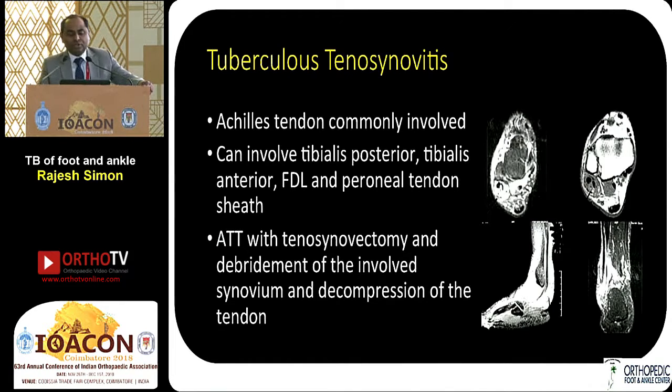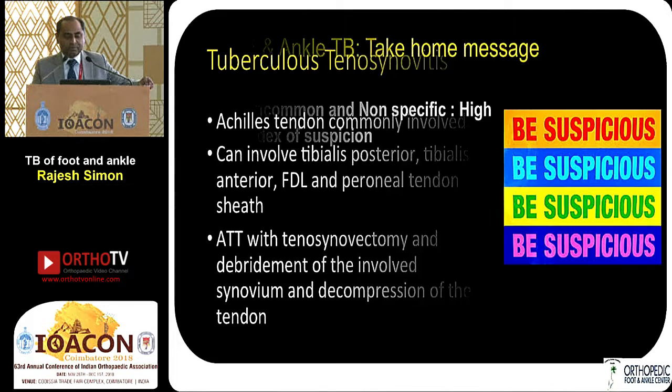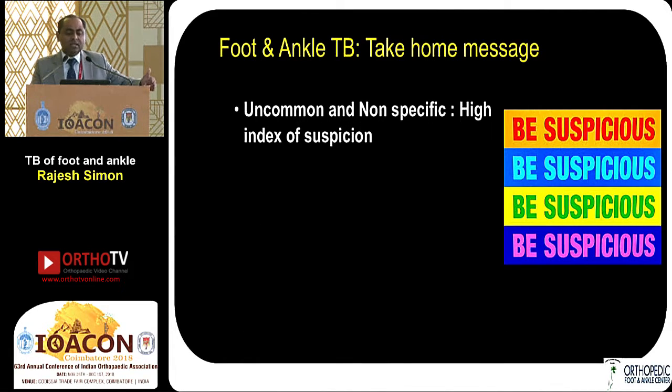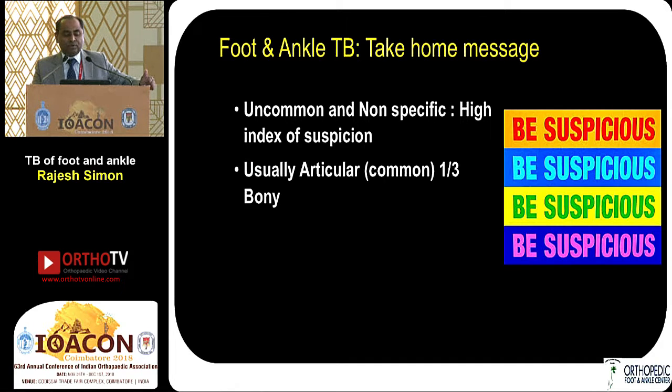A word about tuberculous tenosynovitis. The Achilles tendon, tibialis posterior and peroneals are among the more commonly involved in tuberculous tenosynovitis. X-rays will be normal, but there will be a problem there, and you have to start on ATT, and at times a tenosynovectomy has to be done. In the end, it is uncommon and non-specific, so a high index of suspicion is required. You have to be suspicious about the whole thing.